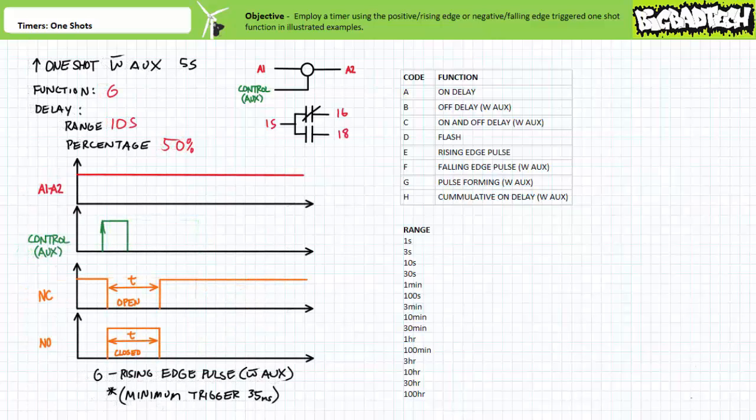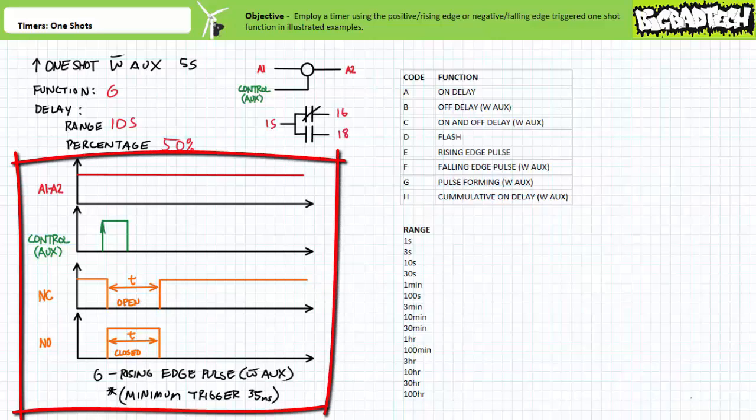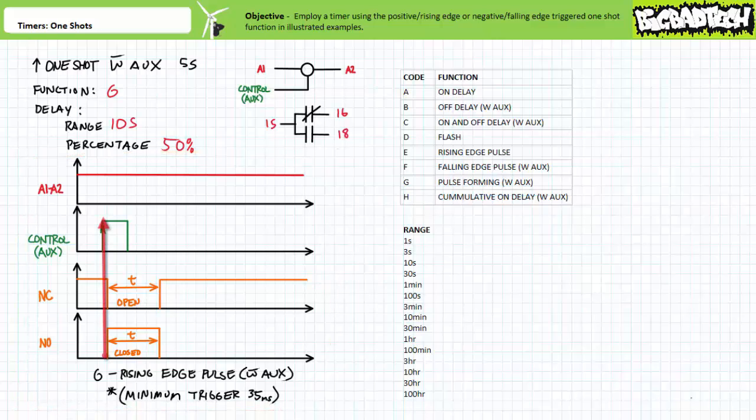Finally, function G, pulse forming with auxiliary voltage, is a positive edge triggered one-shot that makes use of both the auxiliary controlling input and the A1 to A2 coil input. The timing diagram of function G would look like this. Note the one-shot is triggered for a period T on the positive going transition of the auxiliary signal. If the coil was depowered while the one-shot was in process, it would override the ongoing one-shot. This is kind of equivalent to a reset.